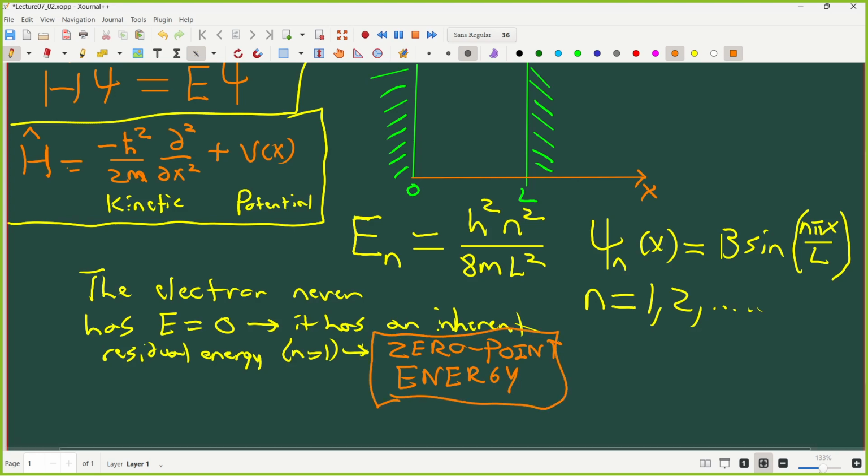Zero-point energy. And it is uniquely quantum mechanical. It's one of the first results. We're going to see systems, though, that show different behavior, too.